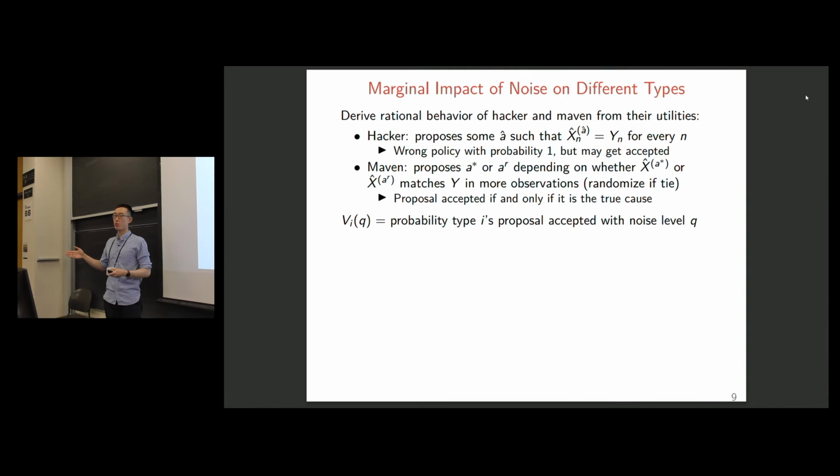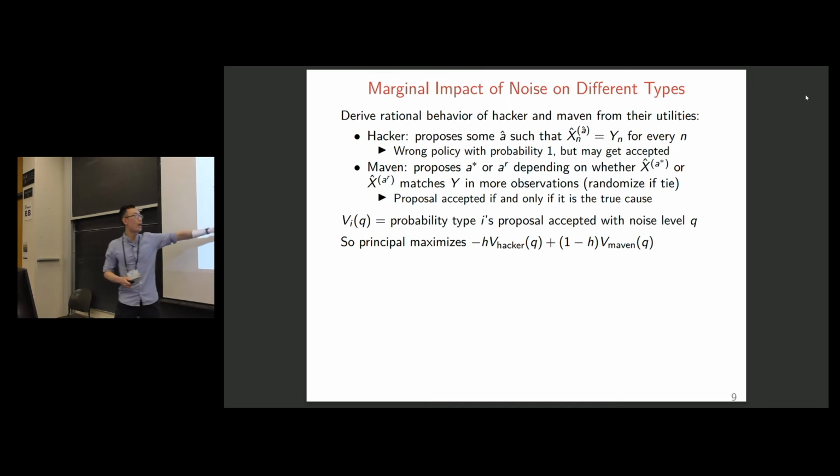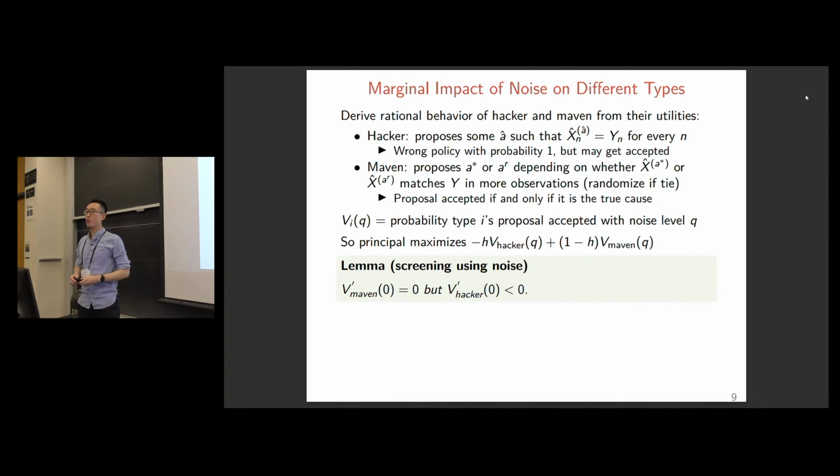What the principal is trying to maximize is the following. Every time you accept the hacker's proposal, you're definitely doing something wrong, so you don't want to do that. You want to minimize this term. Every time you accept the Maven's proposal, it turns out it's always the correct thing, so you want to maximize that term. The following lemma is what's allowing us to use noise to screen different types.